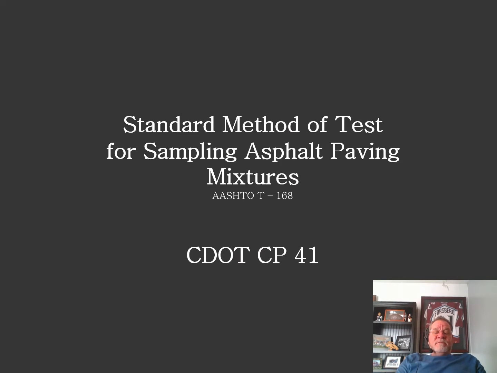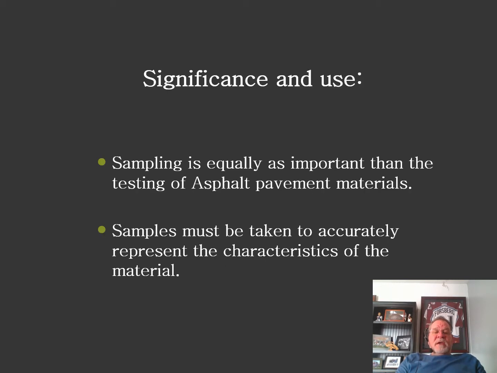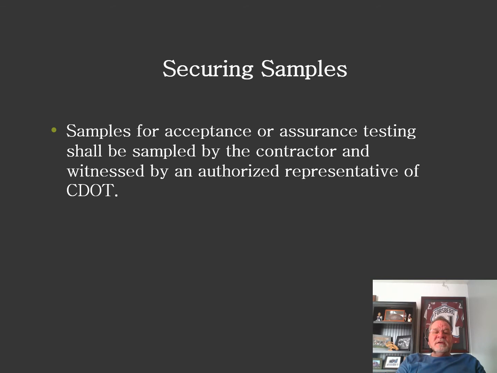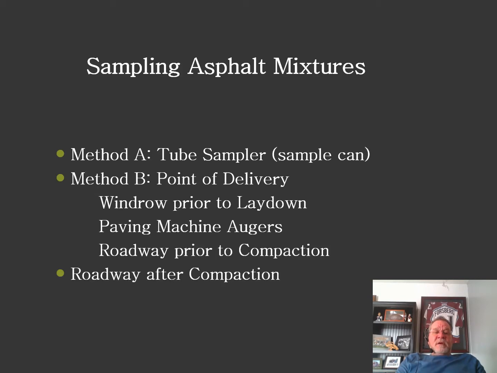The next procedure is CP41, sampling of asphalt paving mixtures. Again, the significance that it is very important that we do this accurately to represent the entire sample. Samples have to be sampled by the contractor and witnessed by an authorized representative of CDOT. So there are 3 different places or 3 different methods: tube sampler, at the point of delivery, or the roadway after compaction.